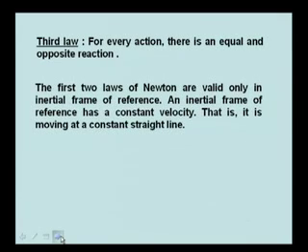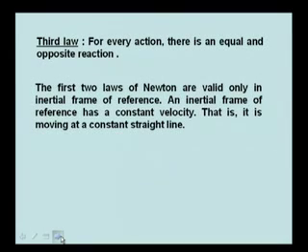Now, an interesting point is that the first two laws of Newton are valid only in an inertial frame of reference, and an inertial frame of reference has a constant velocity with respect to another inertial frame of reference, that is, it moves in a constant straight line. Now, the question is: which frame of reference is inertial? An inertial frame of reference is one which moves with a constant velocity with respect to another inertial frame of reference. However, we must find one inertial reference frame.